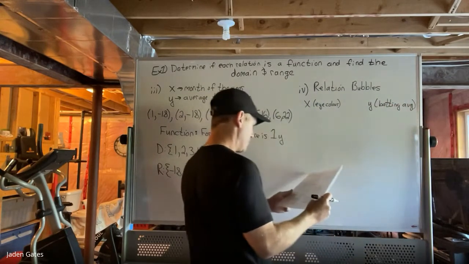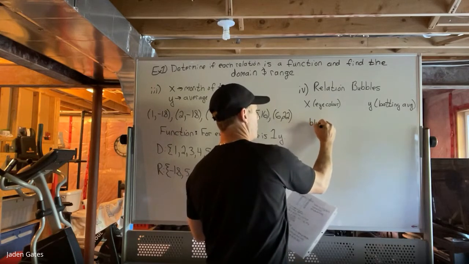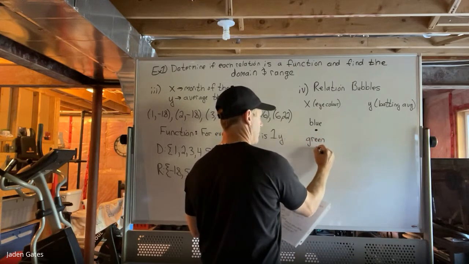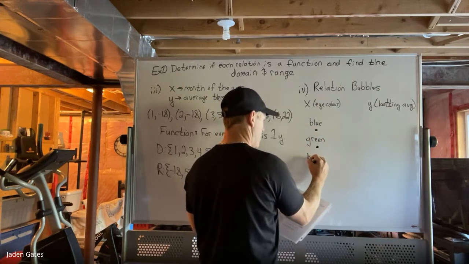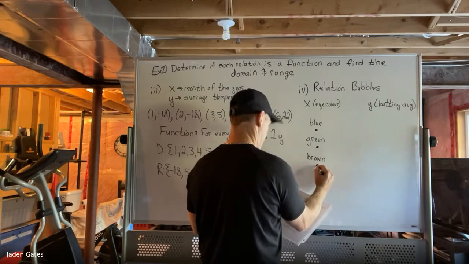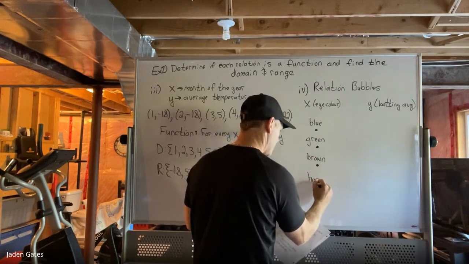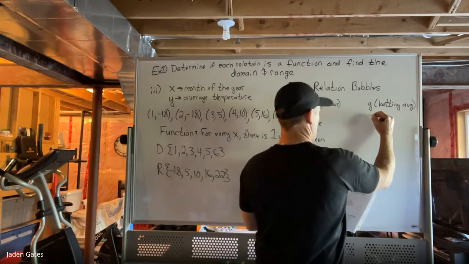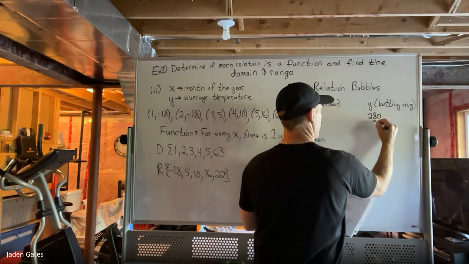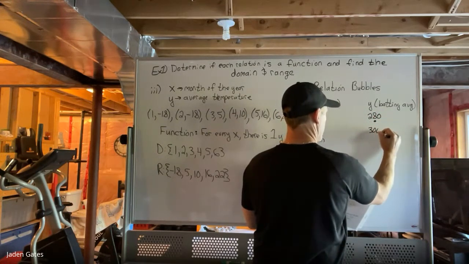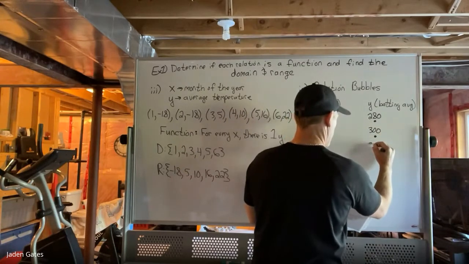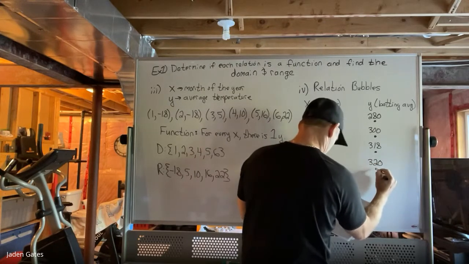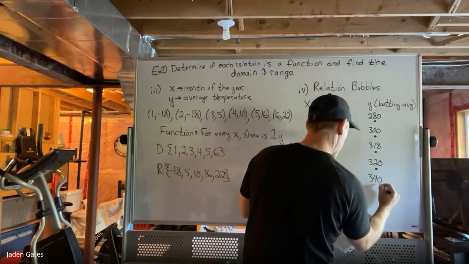All right, so this is how these relation bubbles look. We got blue, put a little dot here, green, brown, hazel. Oh, I'm not giving myself much room here. All right, 280, 300, 318, 320, 340. Put that person on my team.